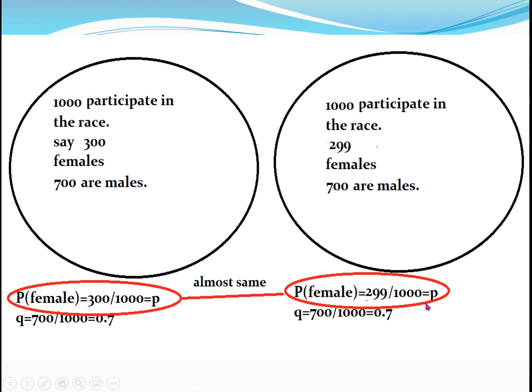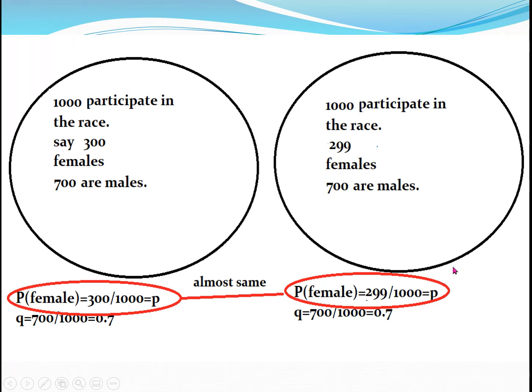Why 999? Because the total participants at the time of the second marathon are 999, because whoever won the first marathon is set aside. And then we are left with 299 females. So the probability of female at the time of the second marathon is 299 divided by 999. Pardon, it's a typo, it's not 1000, okay? So you can see that if the population is very large, like we have 1000 participants, it's a large population. So 300 divided by 1000 or 299 divided by 999, these will be almost the same.